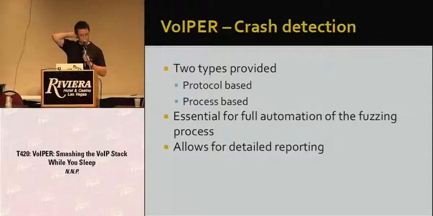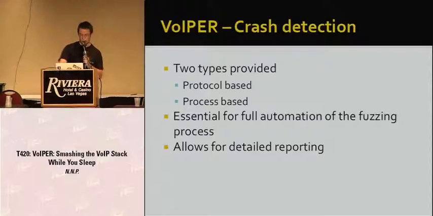So the crash detection, this is really important if you want full automation. Like fuzzing, when it first came around, everyone was like, hey, automated crashes and that kind of stuff. That isn't really very good if you cause one crash right at the start, and then you can't automatically restart the target. So there's two types provided. Protocol-based crash detection. Basically, what that does is similar to Protos. It sends your fuzz request, and after every fuzz request, it sends something that should elicit a response. And if it doesn't, then it's probably crashed.